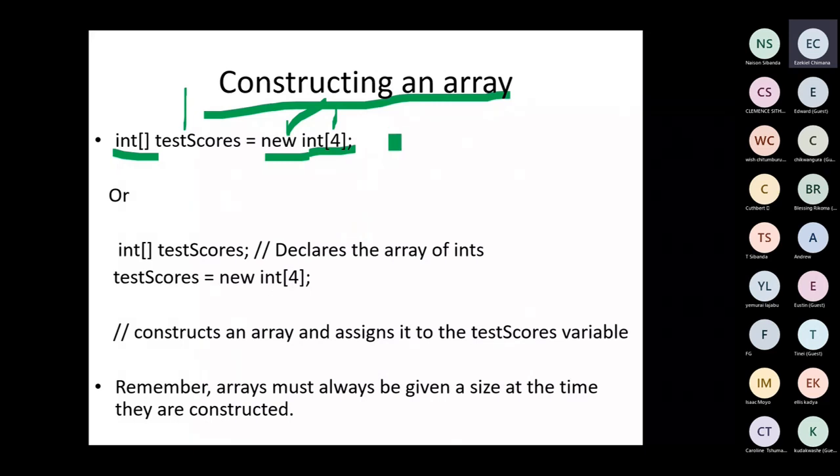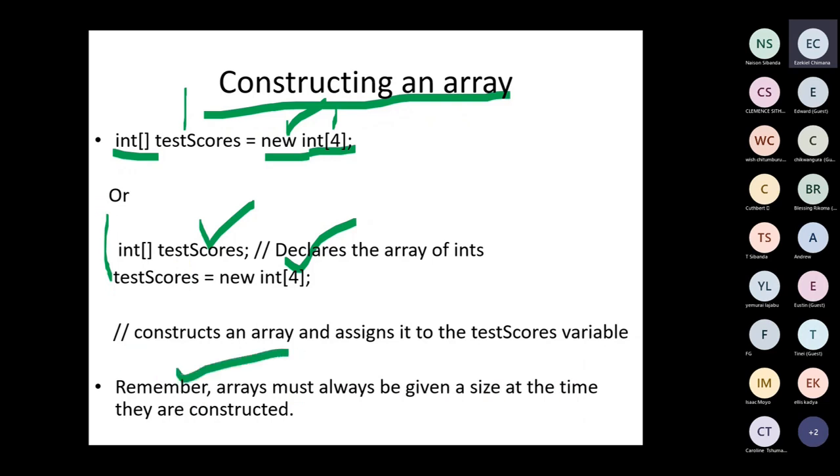Also, you have to know that whenever you are constructing arrays in Java, you need to give them a size. So this declares the array of ints, and this also assigns the size of our array. It constructs an array and assigns it to the testScores variable. This is what we are doing here. So remember, arrays must always be given a size at the time they are constructed. You need to know that.